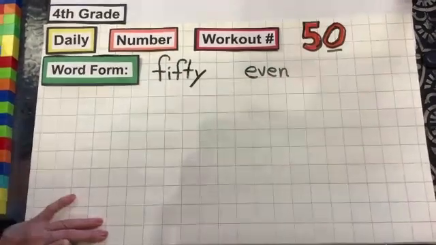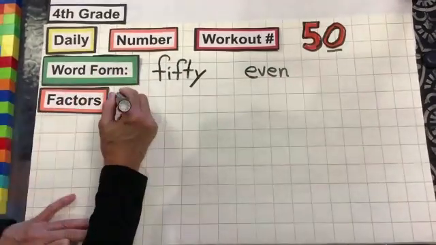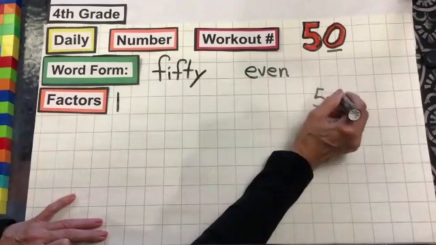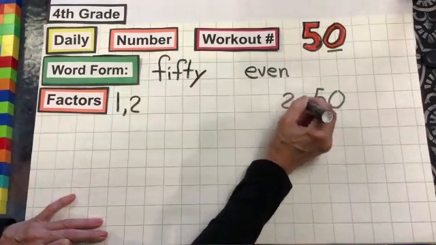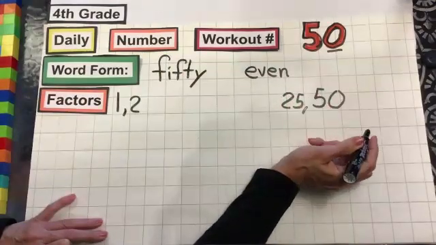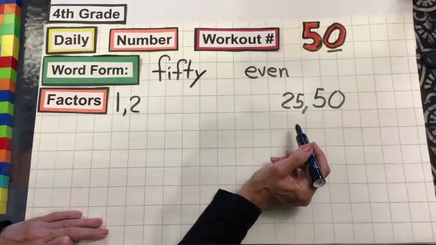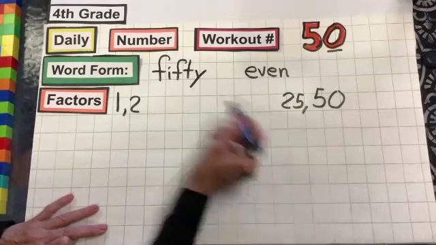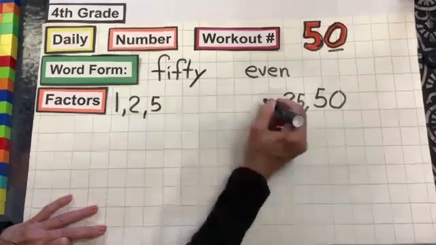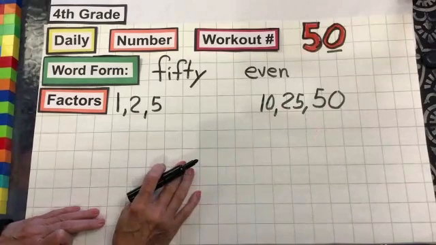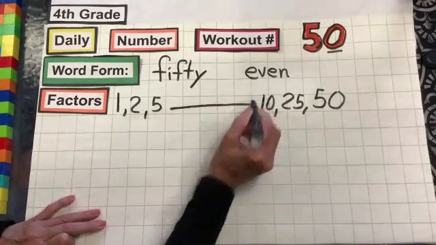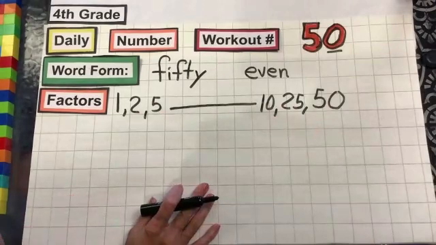All right, let's go for our factors. We have 1 times 50. Since it's an even number, 2 goes in, 2 times 25. So if we have 2 quarters, we have 50 cents. 3 does not go in. 4 does not go in evenly. 5 goes in 10 times. 6 does not go in evenly. 7 doesn't, 8 doesn't, 9 doesn't. And so we're done. Our factors of 50 are 1, 2, 5, 10, 25, and 50. So all those numbers will go in evenly.